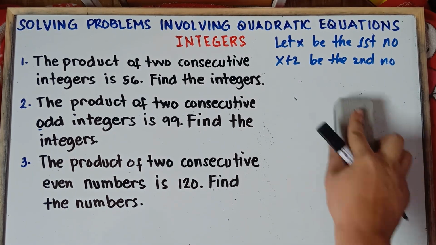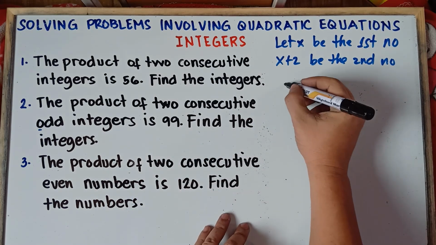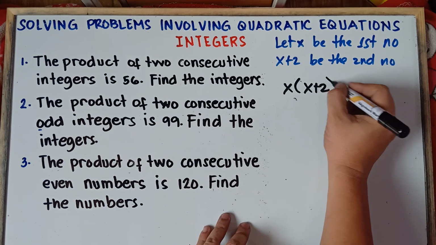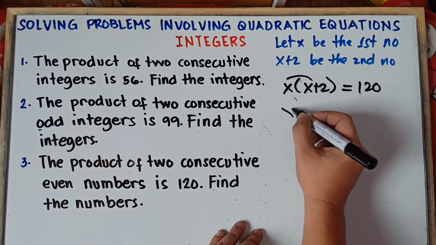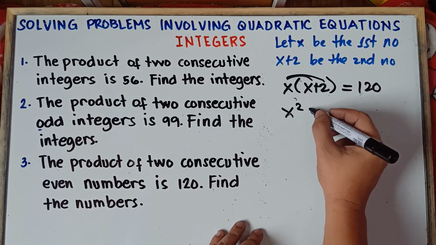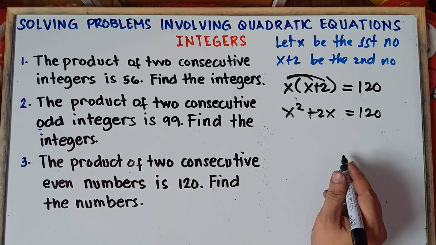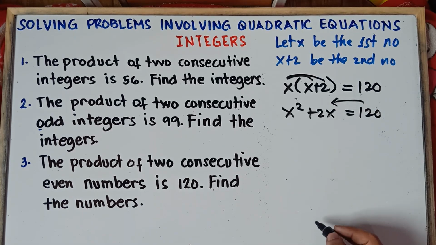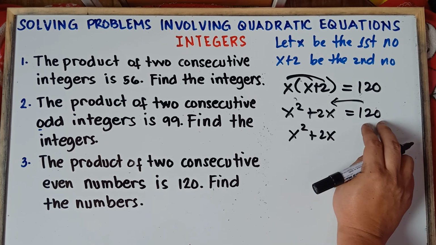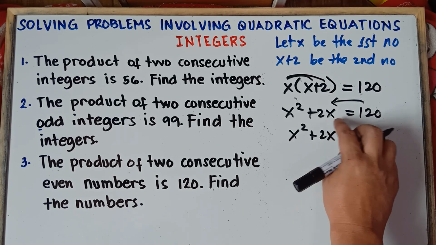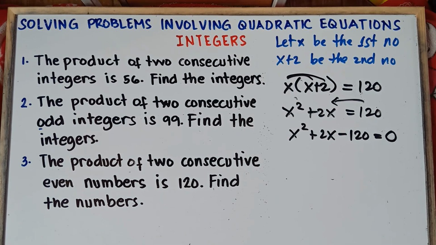Alright, and then once you have the expression, class, simply multiply because their product is 120. So x times (x plus 2) equals 120. And then distribute x times x, that would be x squared. x times 2, that's positive 2x, equals 120. And then transpose 120 from right to left. So this will be x squared plus 2x. Once you transfer from this equal sign, you change the sign. This will be negative 120 equals 0.